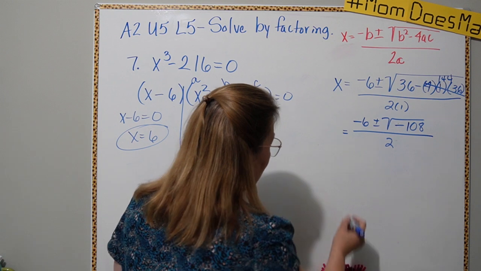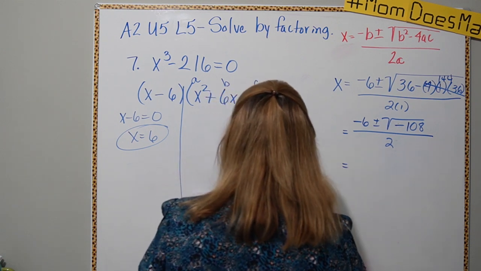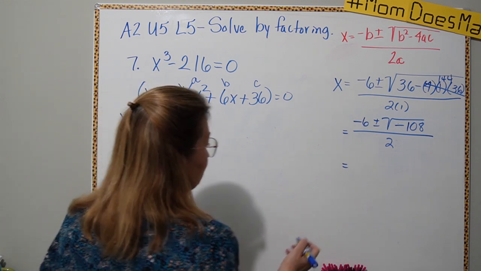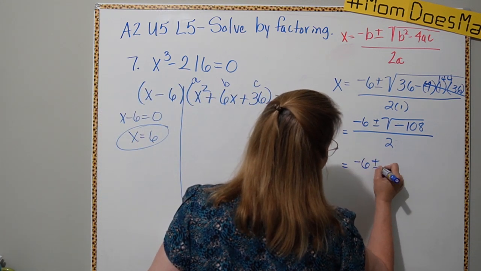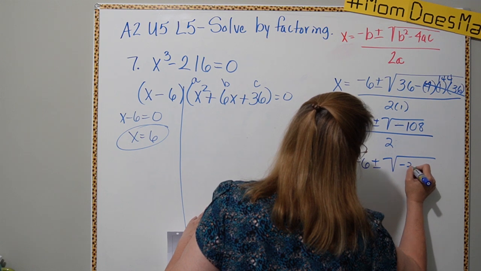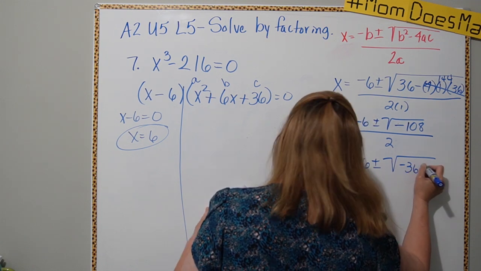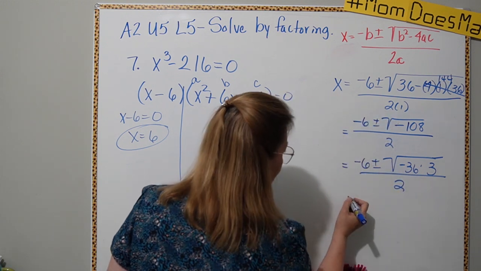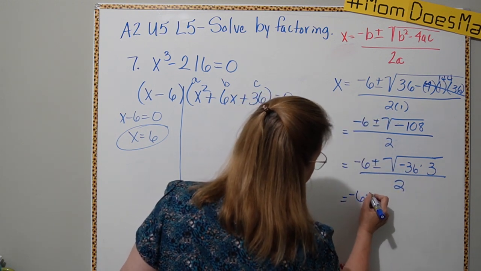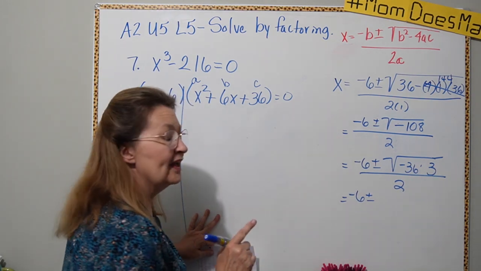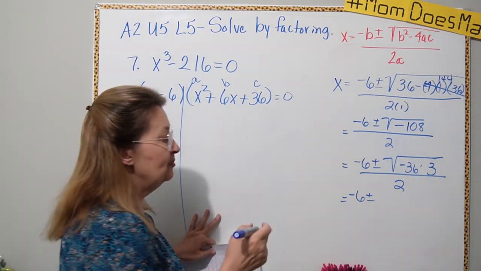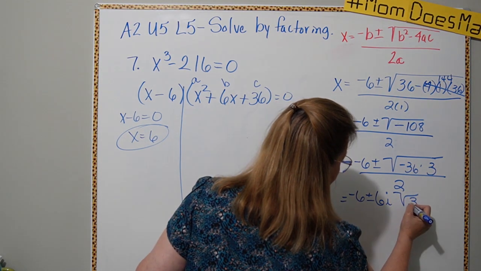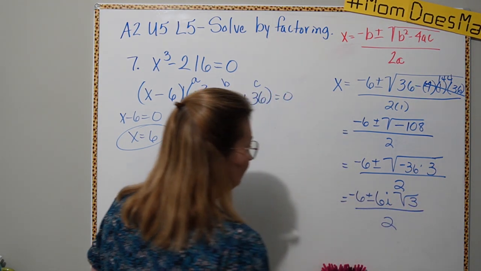All over 2. Okay, now what's a perfect square that will go into 108? 36 will. So we're going to rewrite that as negative 36 times 3, all over 2. We just have to be careful. Negative 6 plus or minus. Now when I pull the square root of that negative 36 out, that's going to be 6i. And then I have the 3 left, all over 2.